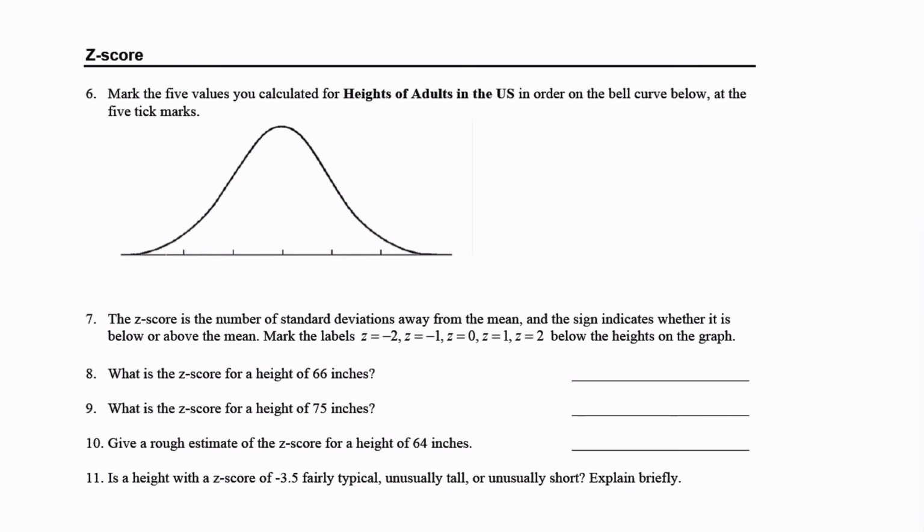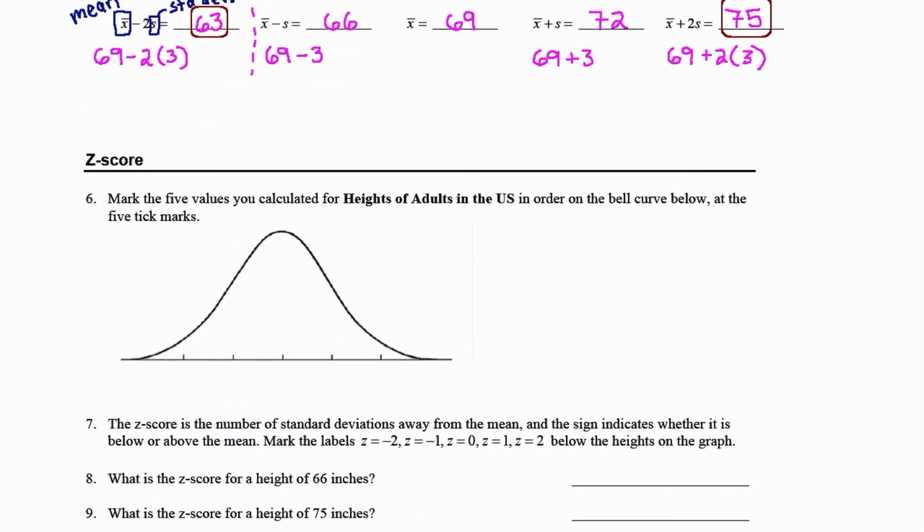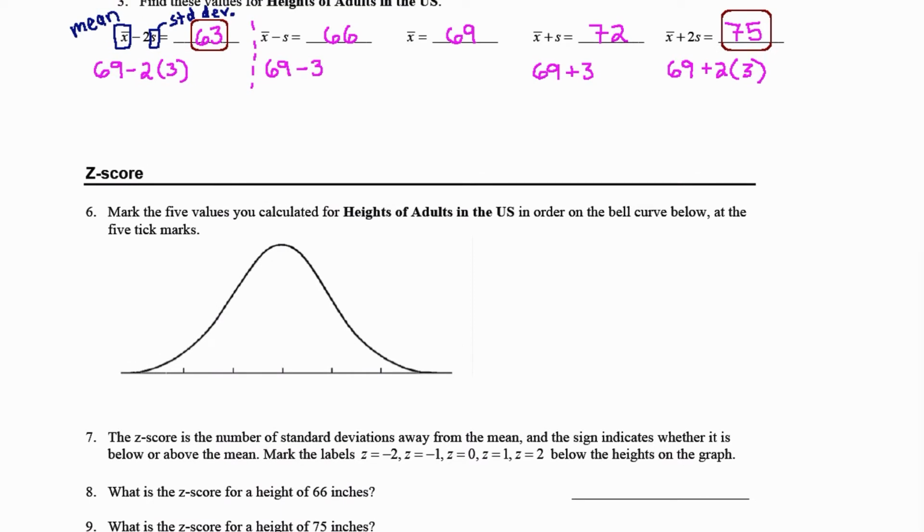Going to mark the 5 heights that we calculated using the mean and the standard deviation on this bell-shaped curve here. And for reference, those values were: when we're 2 standard deviations below the mean, that was 63. 1 standard deviation below the mean was 66. The mean, which is the center of the distribution, is 69. 1 standard deviation above is 72, and 2 standard deviations above is 75.